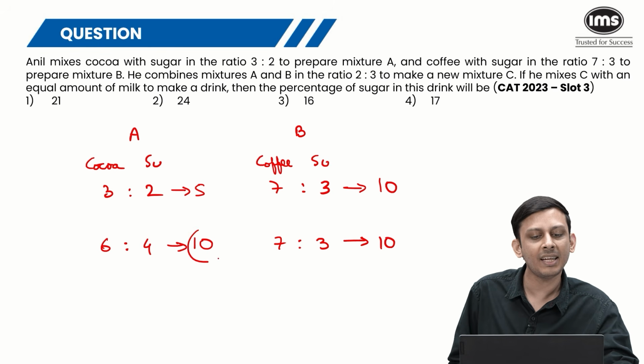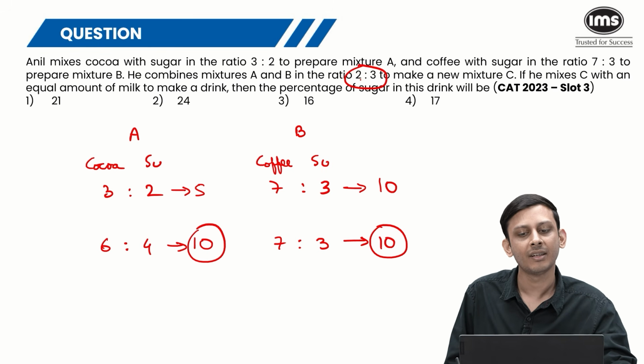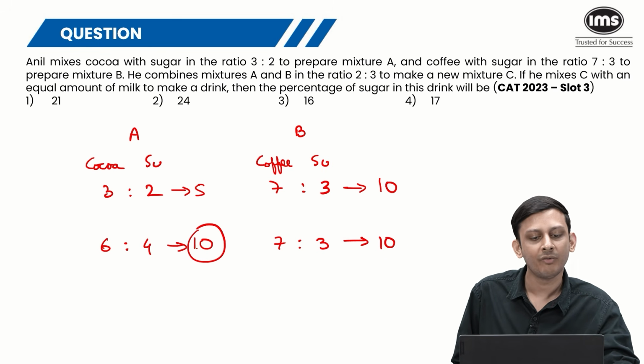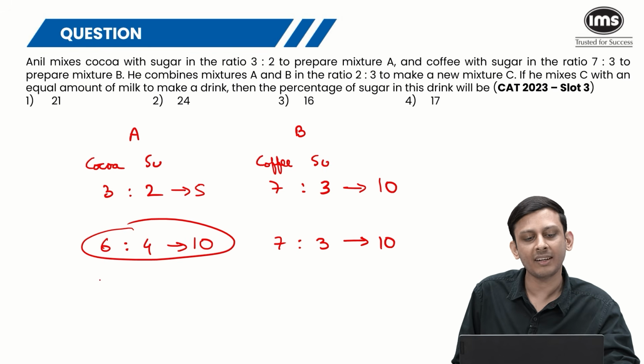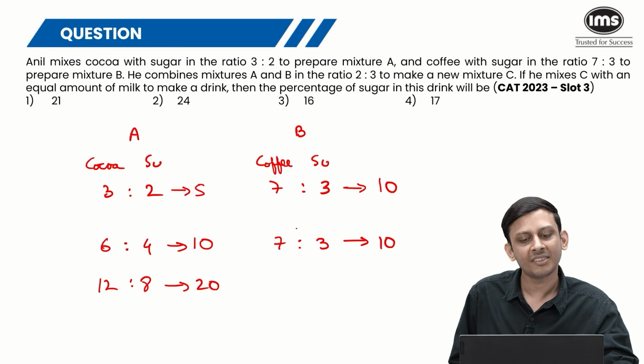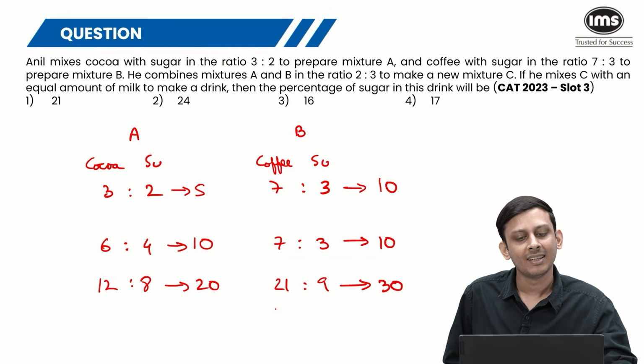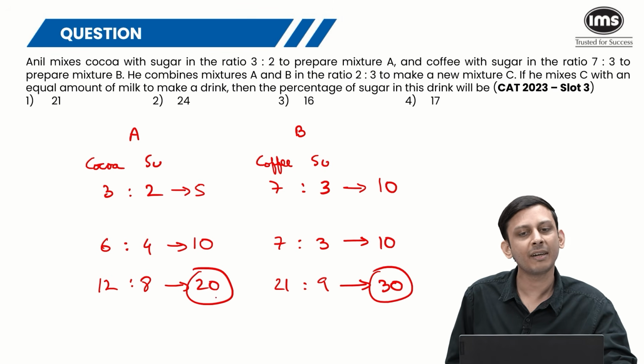Now, once A and B are equal, we can easily multiply them with 2 and 3 respectively. So if we multiply A with 2, we will multiply all of these with 2. So we'll get 12, 8, 20. And similarly, multiply all of these with 3. So we'll get 21, 9, 30. And then here we have A and B in the ratio 2:3. Okay, so that will give us a total of 50 because we are mixing them and we are getting mixture C, which will have 50.